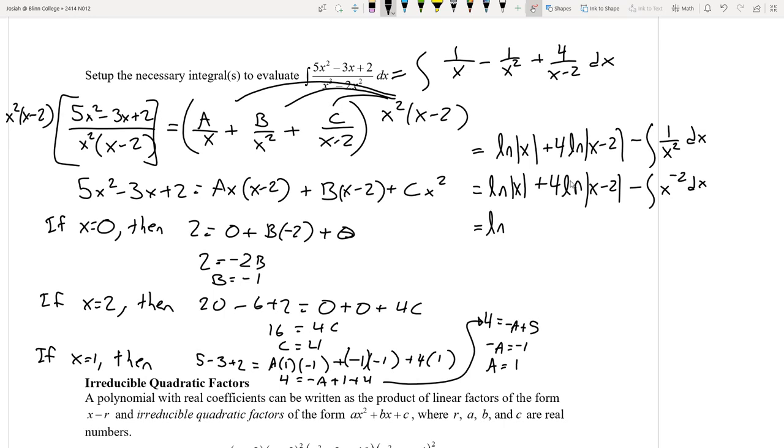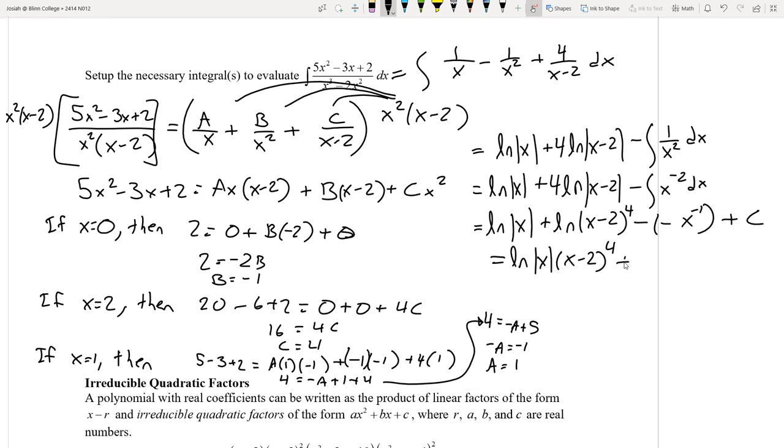We'll go ahead and start working with our logarithms too. So plus natural log of (x minus 2) to the 4th power. And here we'll have minus negative x to the negative 1st. Right, we increase the power by 1, divide by the new power. So we have natural log of absolute value of x, these should be multiplied together, (x minus 2) to the 4th, plus 1 over x plus c. And so that should be our answer for our integral.